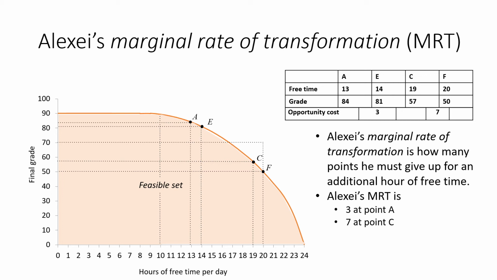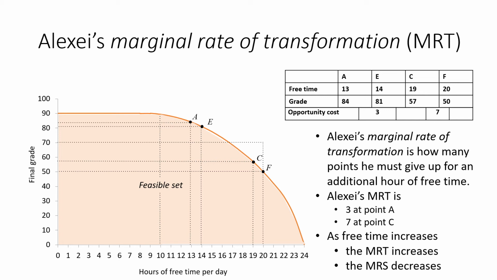Alexei's MRT at point C is 7. This is because if he wants an additional hour of free time, moving from 19 hours of free time to 20 hours of free time, he must give up 7 percentage points. We see that as free time increases, the MRT increases. And as we saw before, as free time increases, the MRS decreases.